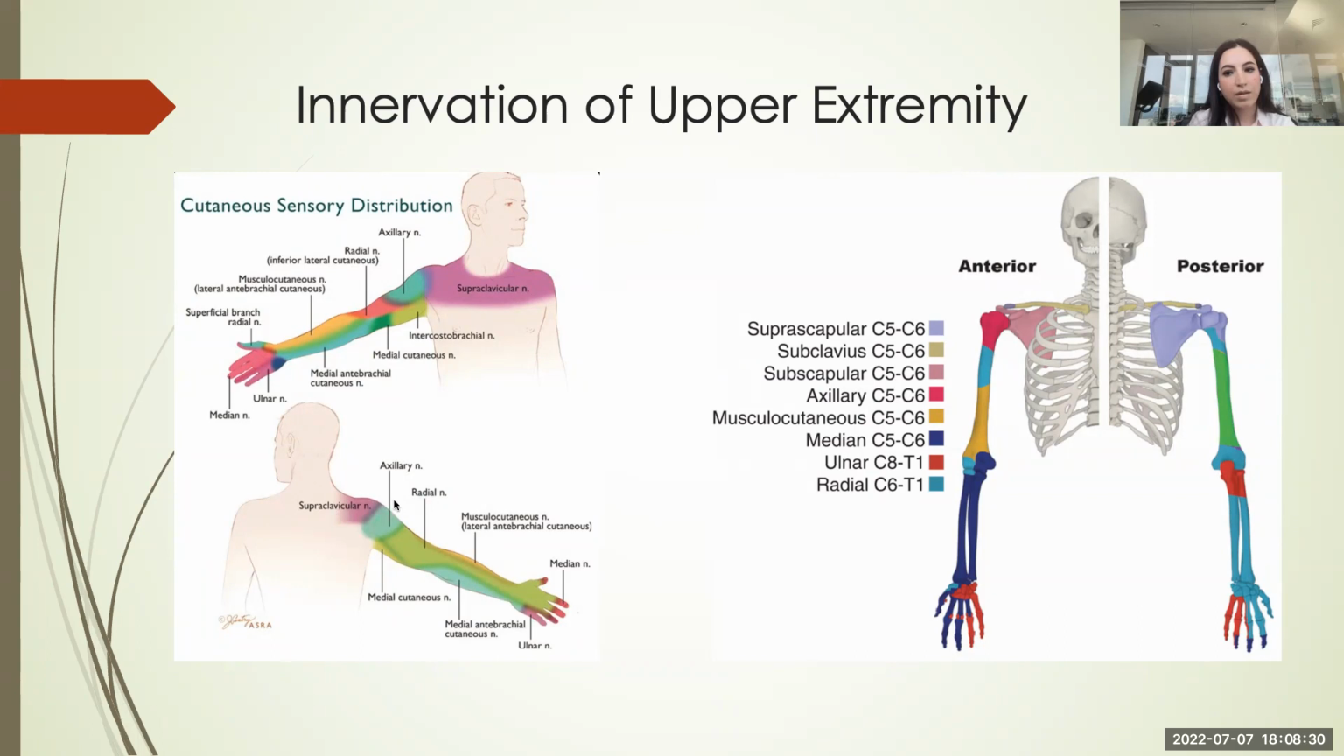And the medial part of the proximal arm as well is covered by the intercostobrachial nerve, which is not part of the brachial plexus and comes from T2. But predominant innervation is from the brachial plexus.